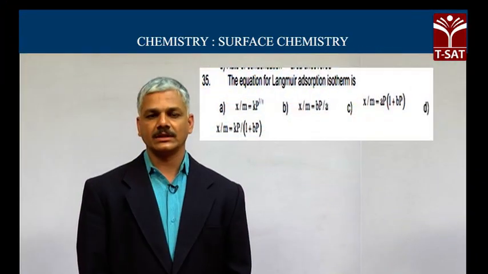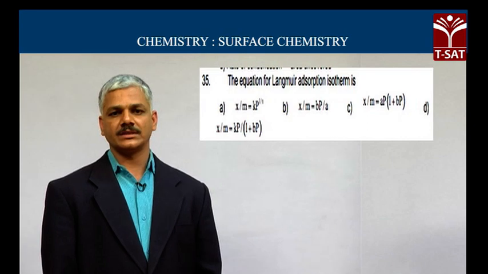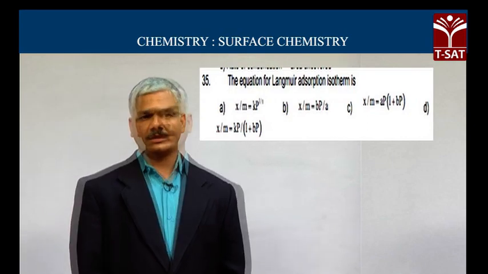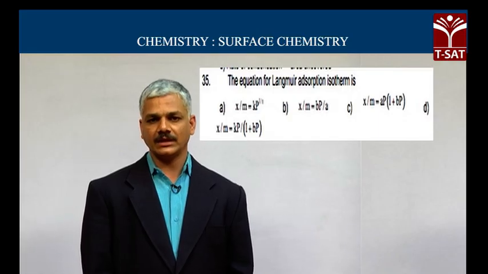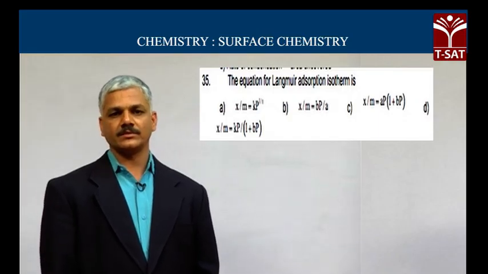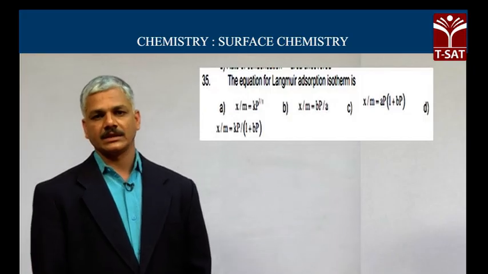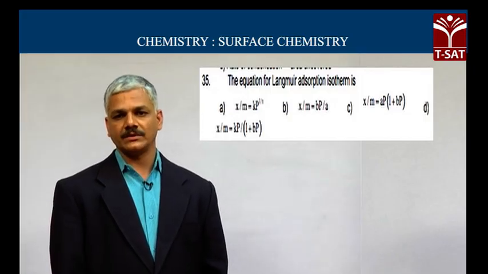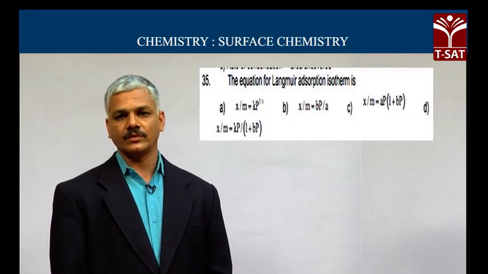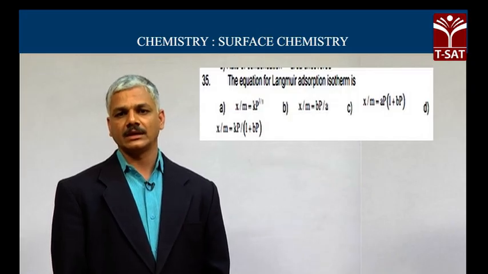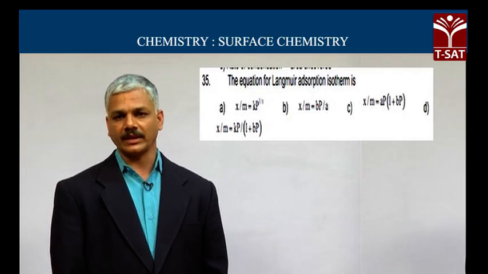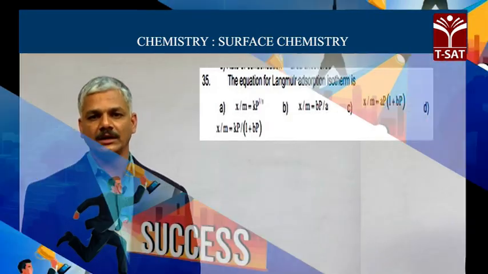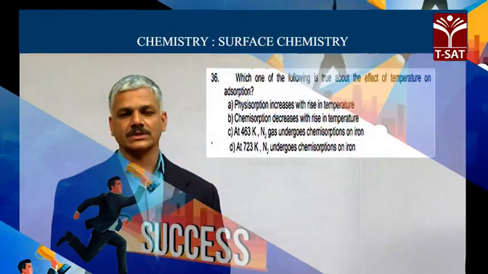35th question. The equation for Langmuir adsorption isotherm is. Given options are A. x by m is equal to Kp power 1 by n, B. x by m is equal to Bp by A, C. x by m is equal to Ap into 1 plus Bp, D. x by m is equal to Kp by 1 plus Bp. Correct option is D.